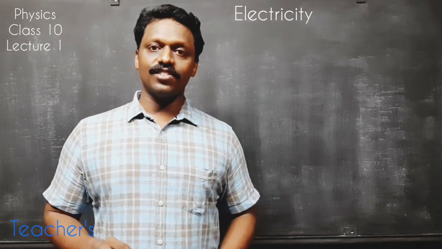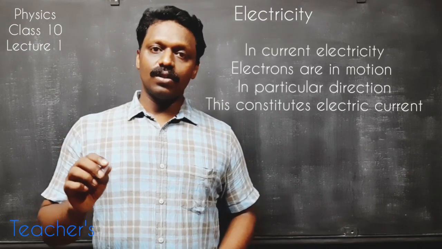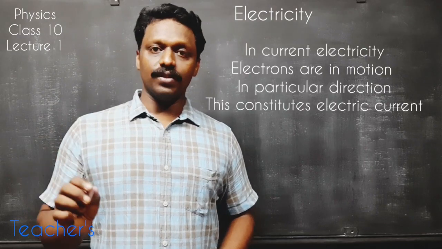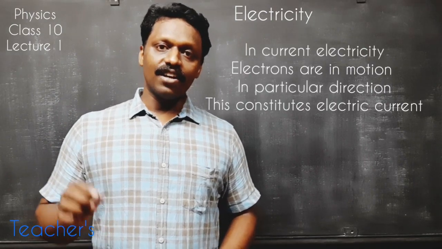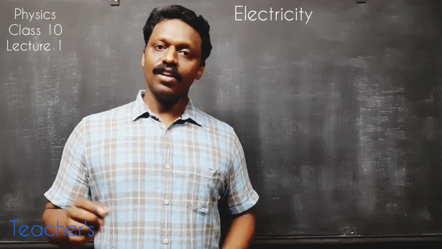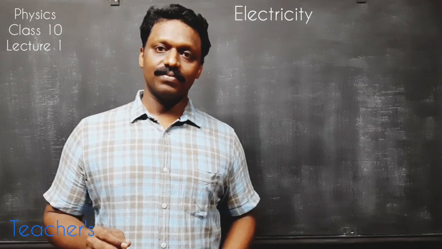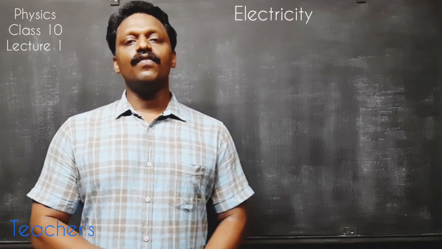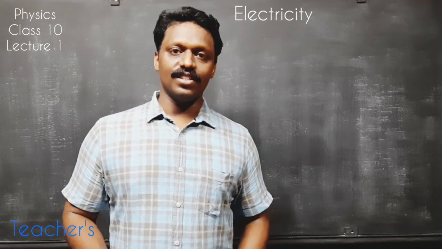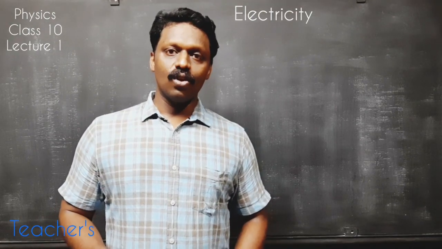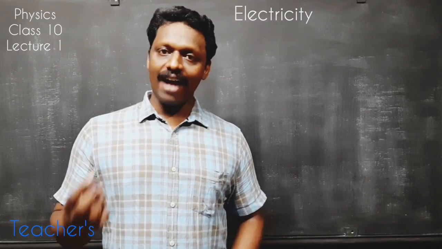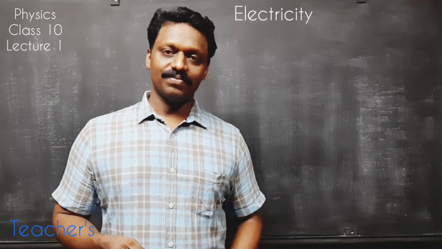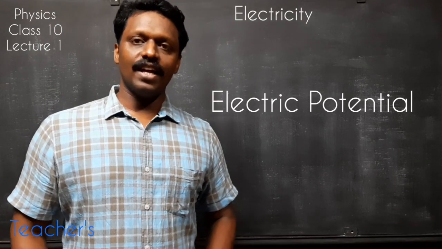In current electricity, the electrons are in motion and those produce electric current. The electricity which we use in our homes is current electricity. In this chapter, we will discuss only current electricity in detail. So, when we talk of electricity in these discussions, it will actually mean current electricity. Now we will discuss electric potential.